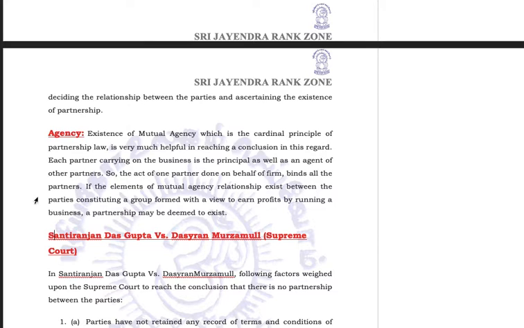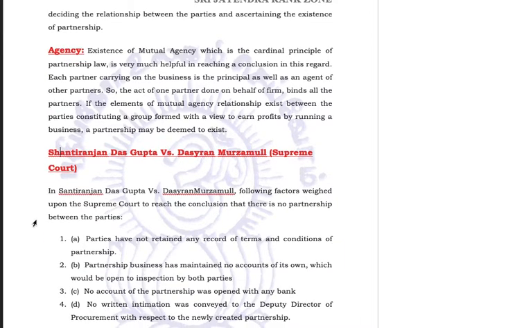Shanti Ranjan Das Gupta versus Dasaran Muzamul. Okay, this is the case in which the Supreme Court decided the following things. Shanti Ranjan Das Gupta versus Dasaran Muzamul is the name of the case. These are the parties. In Shantiranjan Das Gupta versus Desai and Muzamil, the following factors weighed upon the Supreme Court to reach the conclusion that there is no partnership between the parties. The Supreme Court came to the conclusion that this relationship was not a partnership at all.